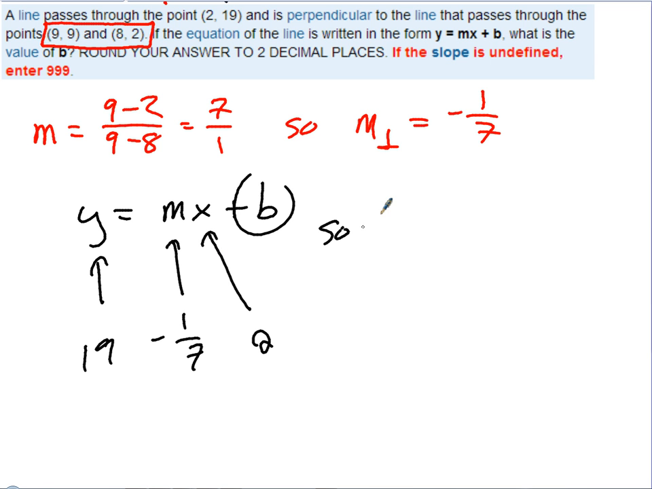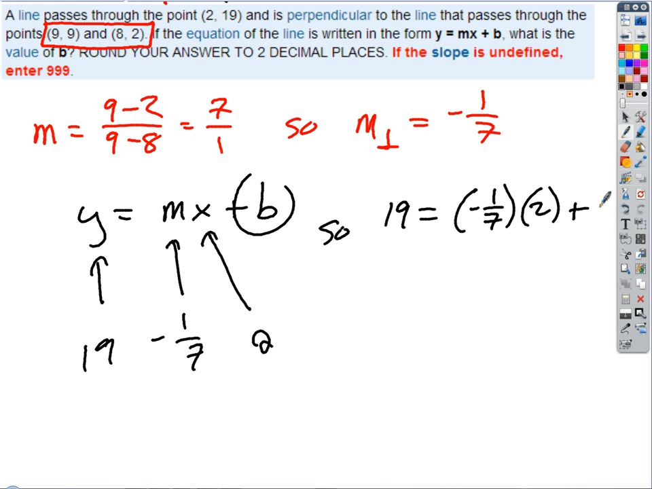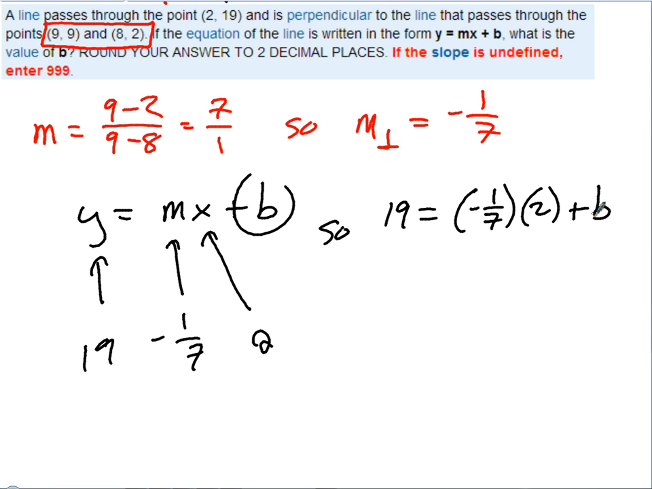So we get 19 equals negative 1/7 times 2 plus b. So here's when I plug the stuff in, right? All I've got to do is solve for b. Now here's where the calculators are very handy. We can do this right in our calculator.